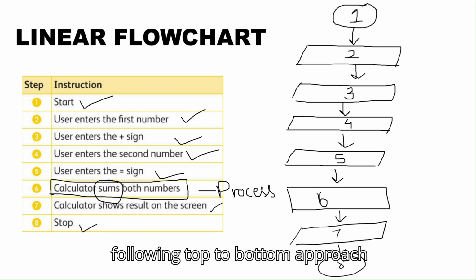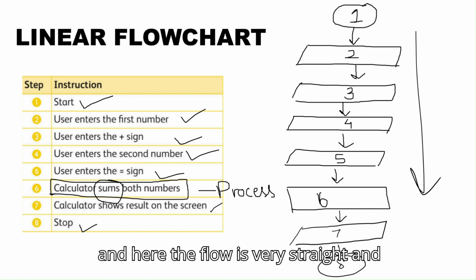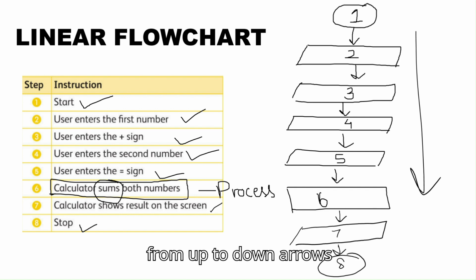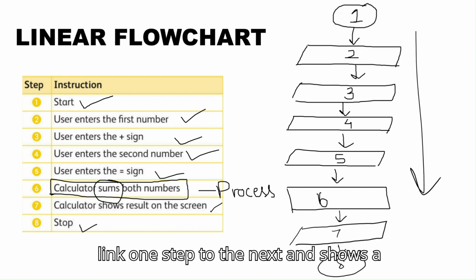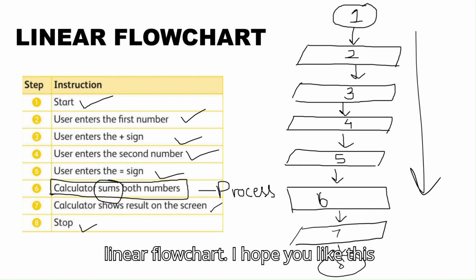Why? Because we are following a top to bottom approach, and here the flow is very straight, from up to down. Arrows link one step to the next and show the direction to follow, right? So this is the linear flowchart.